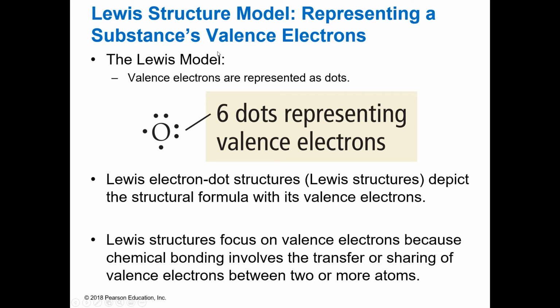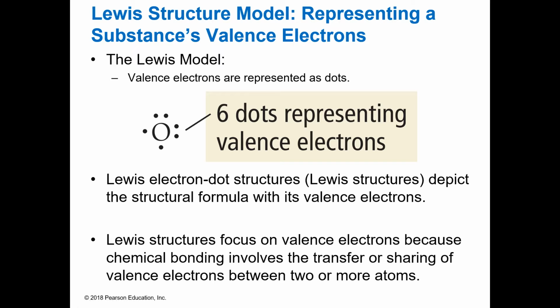Okay, part 2 of chapter 4. So here we're going to talk about the octet rule, and we're going to start by looking at what we call the Lewis structure model. This is going to be representing our valence electrons. Our valence electrons are the outer shell electrons, and we're going to represent them using what we call electron dot structures. For example, oxygen has 6 valence electrons.